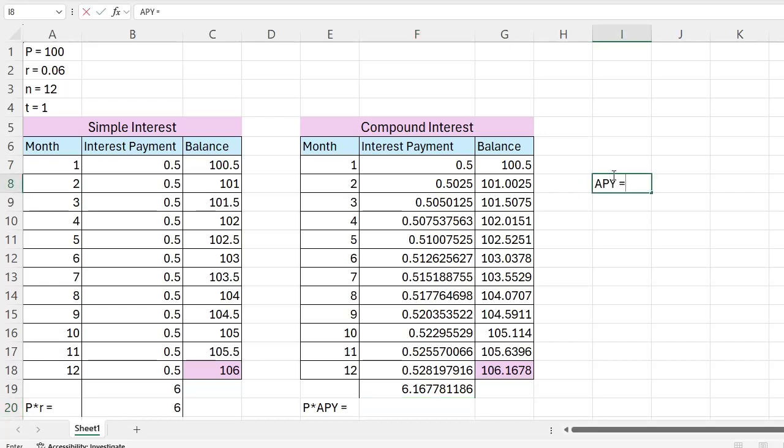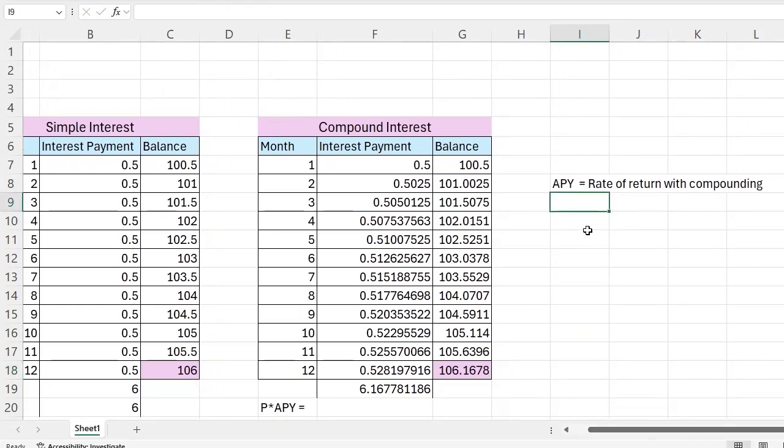APY is your rate of return with compounding. Okay. All right. And so generally the way that we calculate rates of return is we would take the amount that we have at the end and then subtract off the amount that we started with, and then divide that by the amount that we started with. That's generally how you calculate a percent change, or in this case, the rate that we've changed.